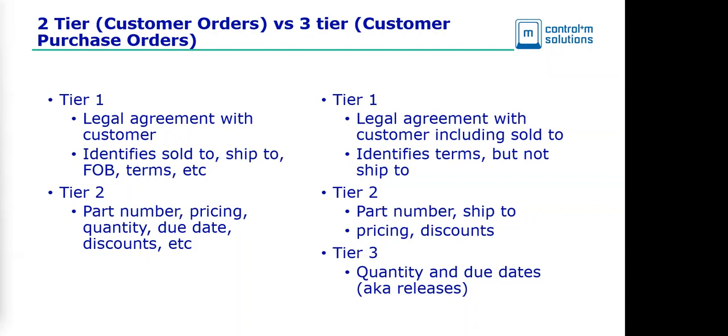For 3-tier orders, this is a 3-step process. The first step is the header page, which would include your customer and the customer terms. The second step is adding the item line, and that would be adding your part number, the ship to, and the pricing. The third step is the release, and that's where you would add the quantity and the due dates.